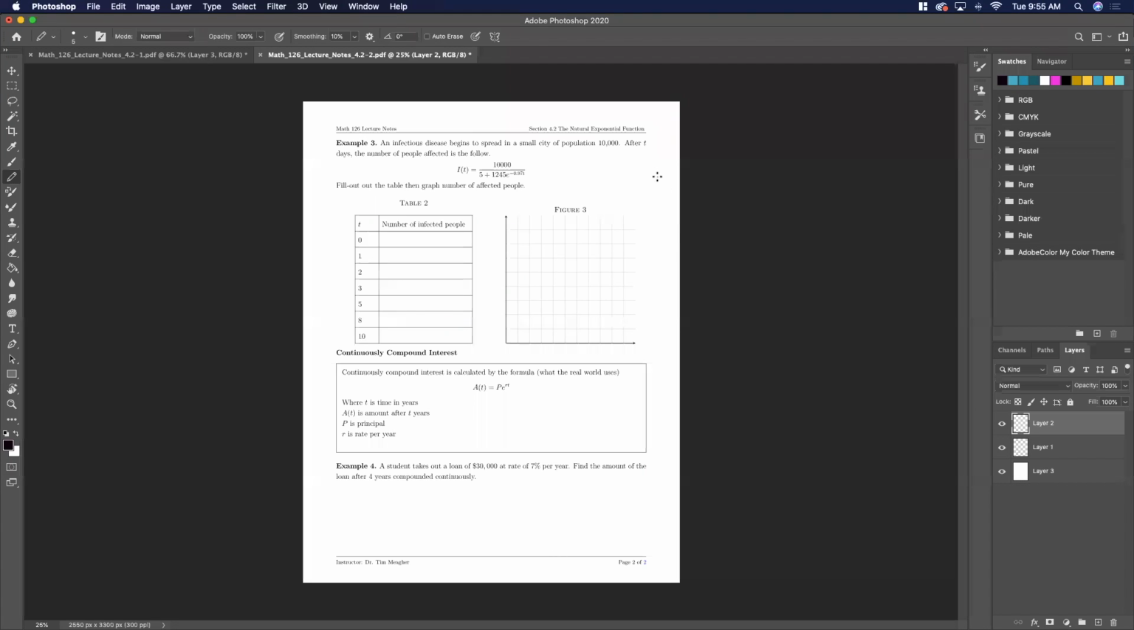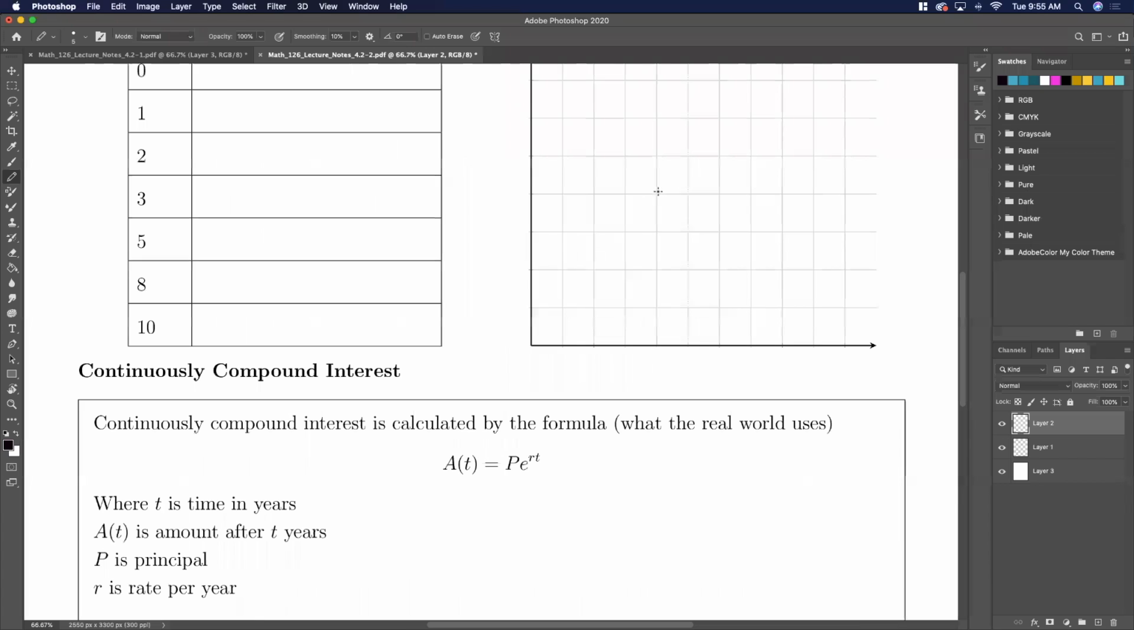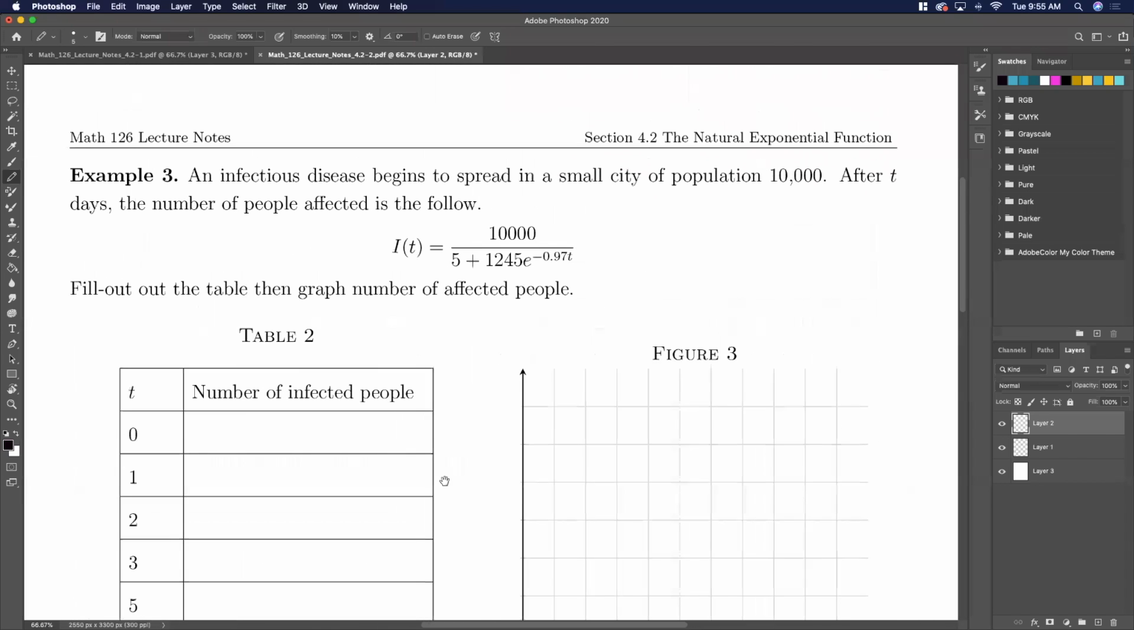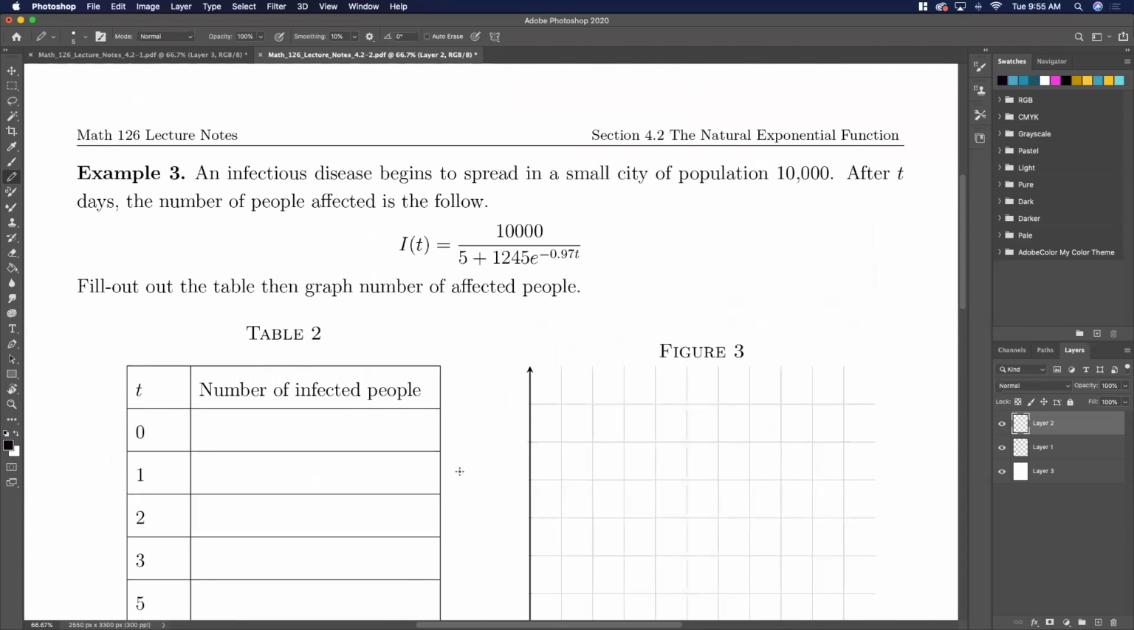So let's go ahead and look at something. Where does this natural number pop up? This pops up in a lot of population controls. And so let's actually use something that you'd use exponential functions for. And the natural exponential comes in here. This is extremely convenient at this time of year. An infectious disease begins to spread in a small city, population of 10,000. So after 2 days, the number of people affected is the following.